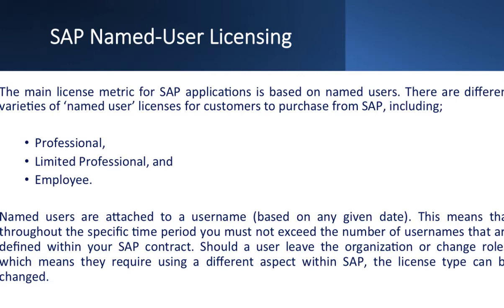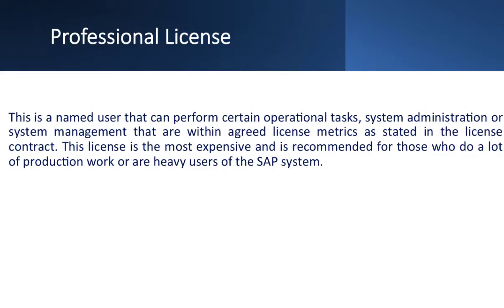Now I'll go into the professional licensing. The professional license is a license that is assigned to a user to perform certain operation tasks, system administration, or system management on the SAP portal. And we know that the SAP tool helps you map your organization processes. Now, a user is created on the tool to perform a day-to-day activity or a routine activity based on the user's job description.